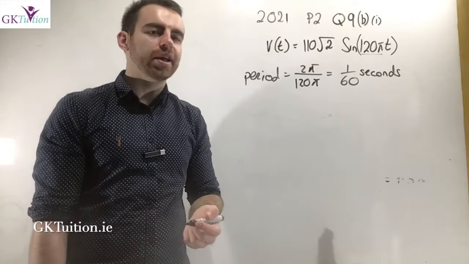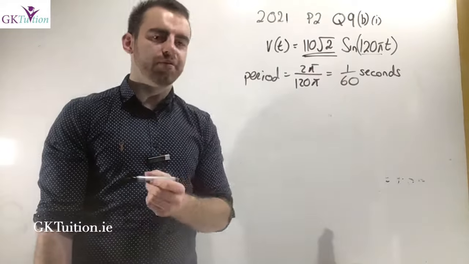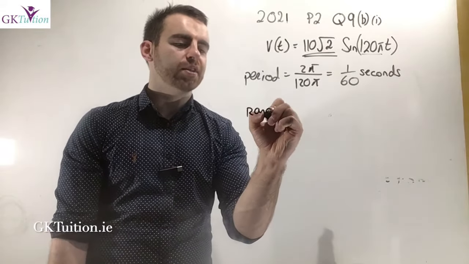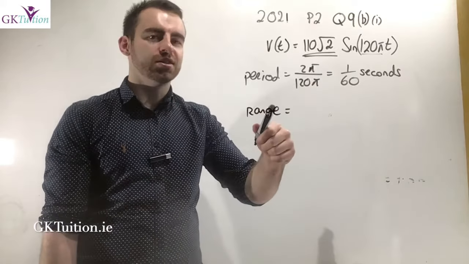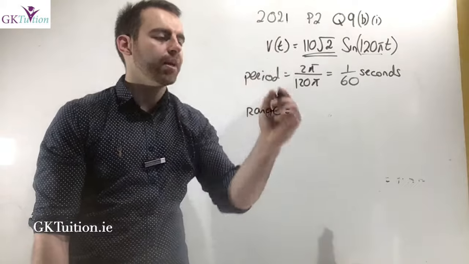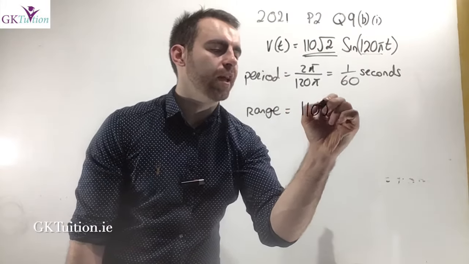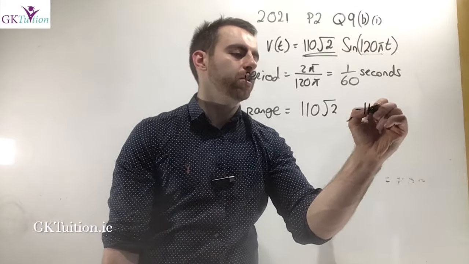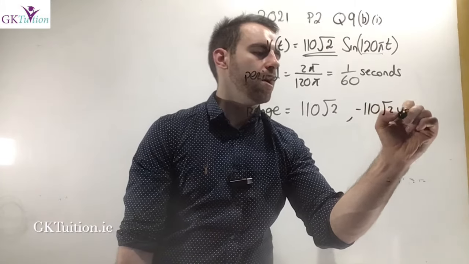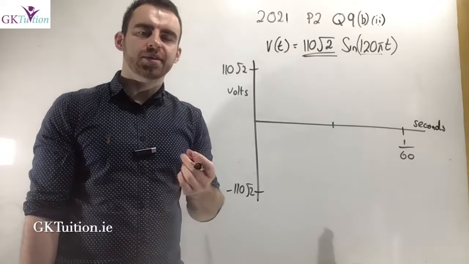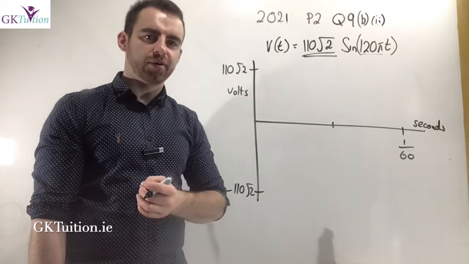And to work out the range, it's simply the coefficient of our trig function. This trig function oscillates around 0 because there's no constant, there's only one term, but the maximum is going to be 110 root 2 volts, and the minimum is going to be minus 110 root 2 volts. So that's going to be our range in this case. In part 2, we're asked to sketch this trig graph.